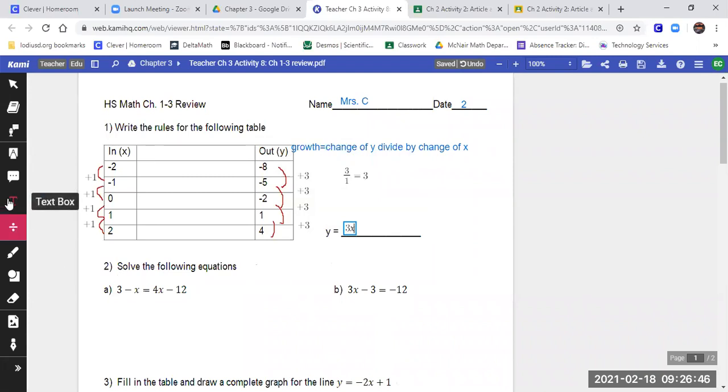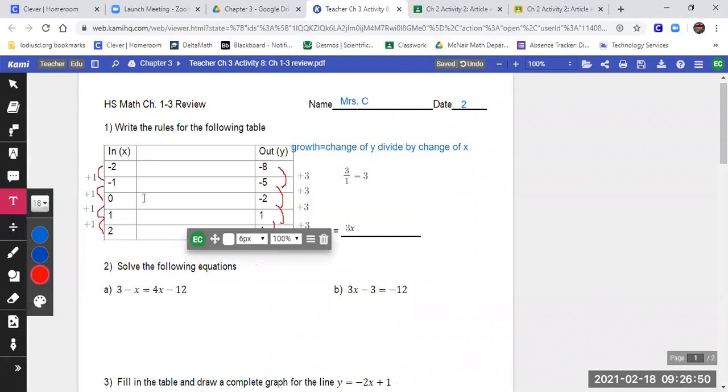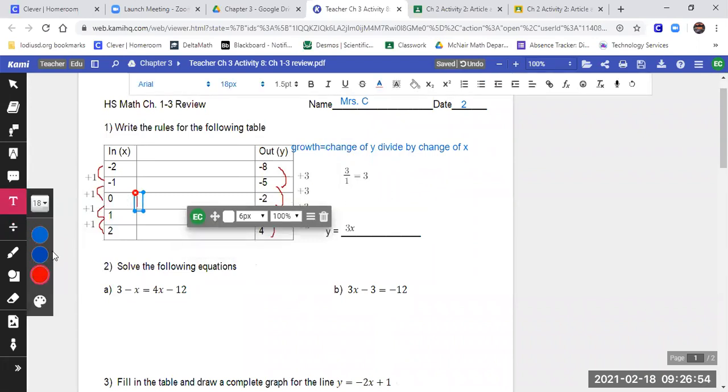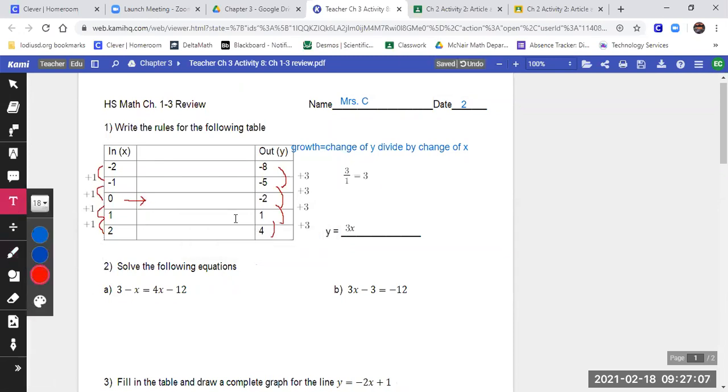Then after we do that, we have to look for the start value. And the start value is always, oops, I should be red, not a text box. The start value is always what's with the 0. Okay. The start value is always what's with the 0. Okay.